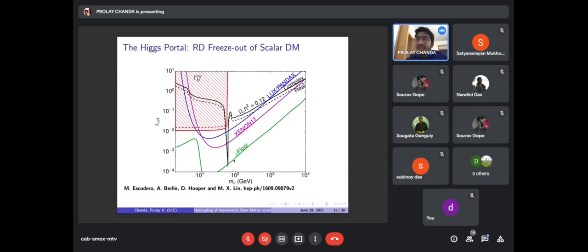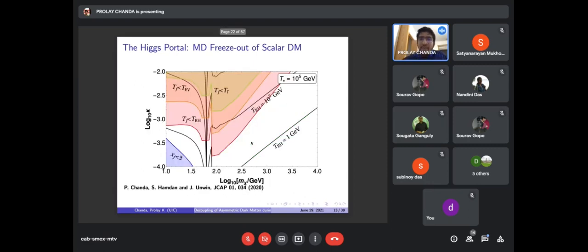But as you can see, with the current experimental bounds, this is largely ruled out. But what happens when we change to a matter-dominated scenario? That now we can change.